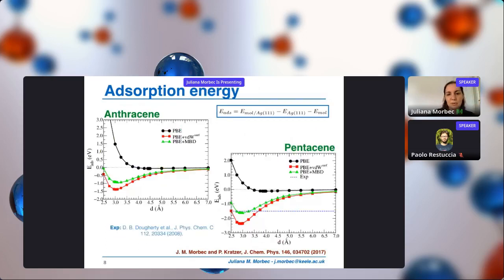If you see here, it's a better view of what's happening. This black curve is the result when you don't include Van der Waals interactions. You see the molecules don't bind to the surface, because you really need Van der Waals interactions here. And then when you include Van der Waals interactions, you see the molecule binds to the surface with a larger binding energy and a smaller binding distance.